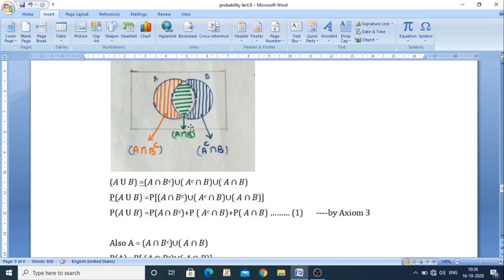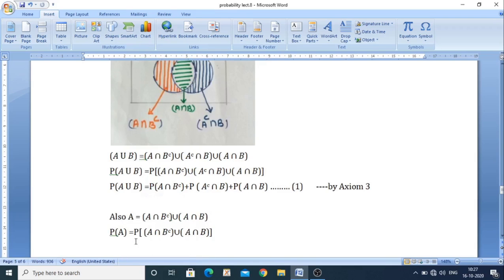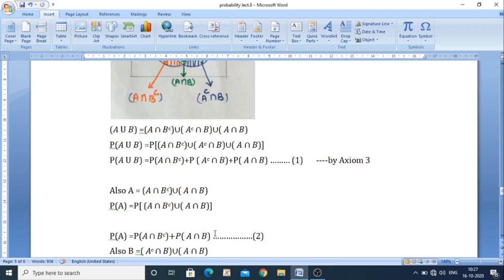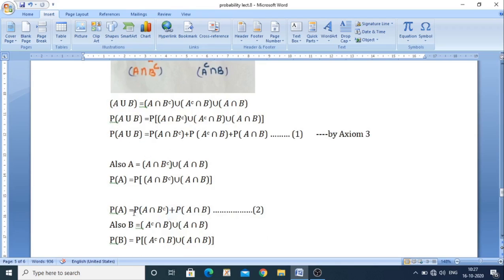Now see here, again with the Venn diagram, this A event is nothing but the union of this orange part as well as green part. Orange part means A intersection B complement and this green part is nothing but A intersection B. So we can write this A as A intersection B complement union A intersection B, and take the probability of both the sides. So P of A is equal to P of A intersection B complement union A intersection B. Now again by axiom 3, instead of union we can have the probability addition. So P of A is equal to P of A intersection B complement plus P of A intersection B. Call this as equation 2.